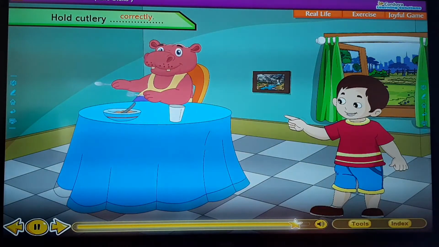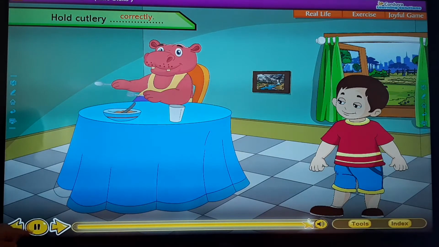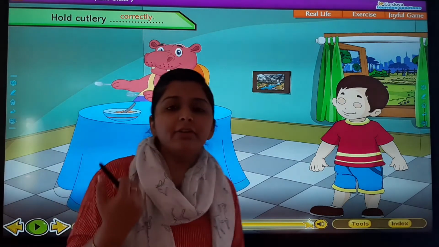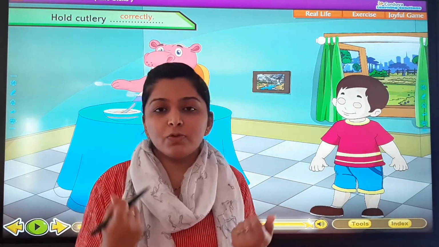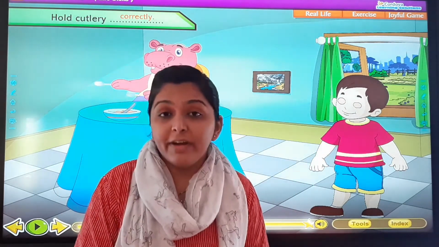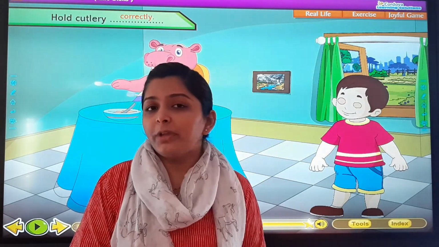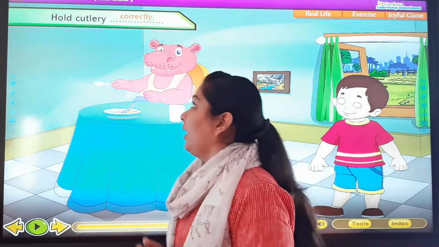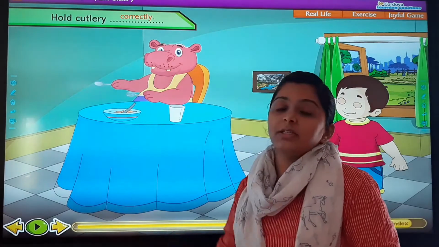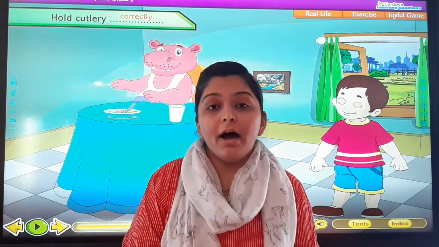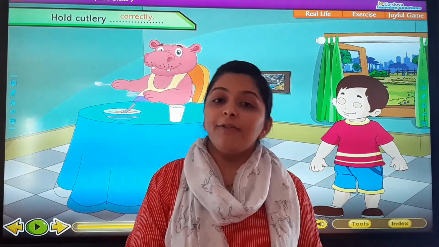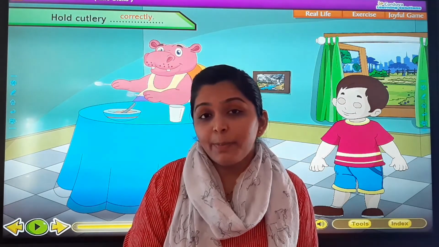Hold cutlery correctly. The last one is, hold cutlery correctly. जो हमारे spoons होते हैं, we should hold them very correctly. We should not play with them. It is a bad manner. We should not do that. So your last blank will be correctly. C-O-R-R-E-C-T-L-Y. Write down the correct spelling.